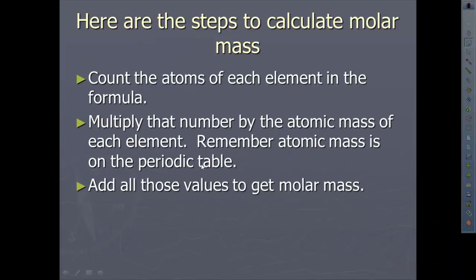The steps to calculating molar mass depend on you being able to count the atoms of every element in a formula. Once you have them counted, you're going to use the atomic mass on the periodic table for every element, and we're going to add it all together to get that molar mass.